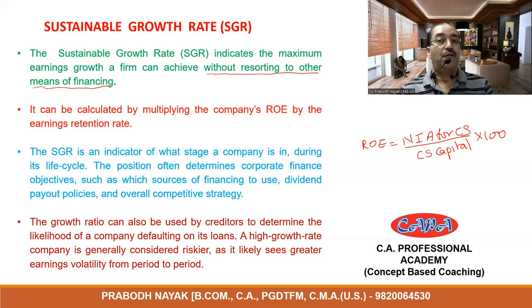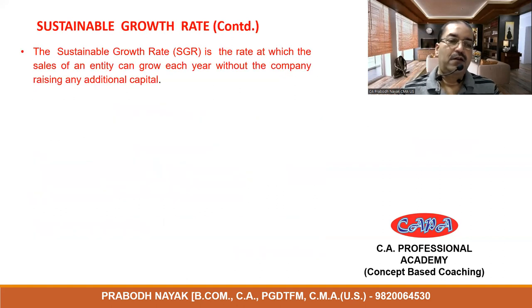So a high growth rate sometimes is of concern, especially to creditors, because they feel that, hey, the company is growing like this, so when it falls, it will fall at the same speed, it will fall faster. So creditors look for this particular growth rate. The sustainable growth rate is the rate at which, see this now, the rate at which the sales of an entity can grow each year without the company raising any additional capital.